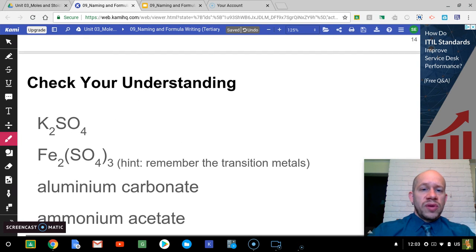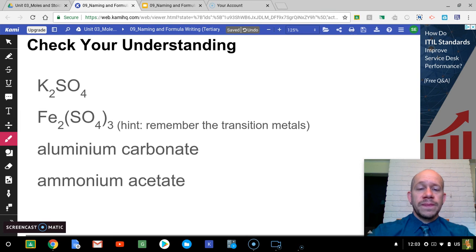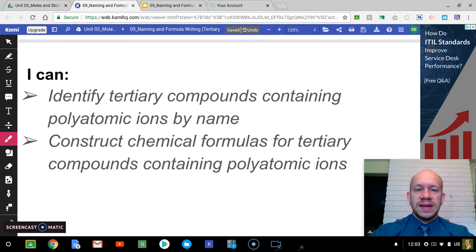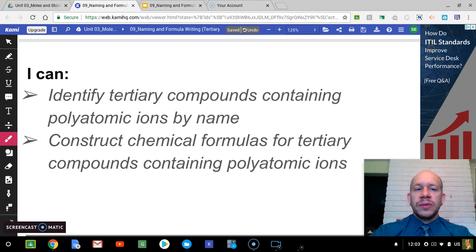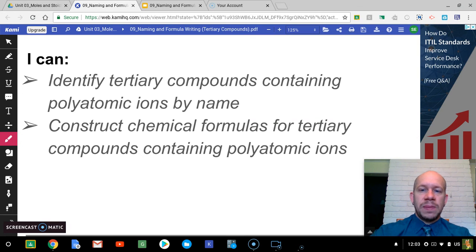So try some, check your understanding. And now you are able to identify tertiary compounds containing polyatomic ions by name, and you are able to construct chemical formulas for tertiary compounds containing polyatomic ions.